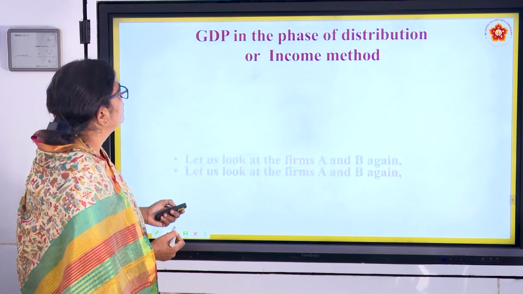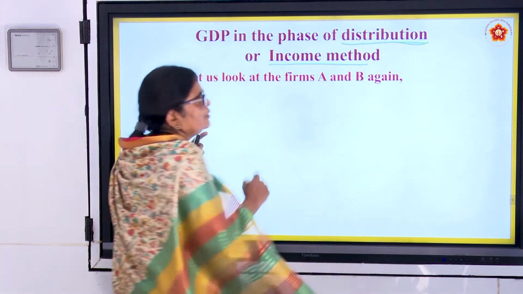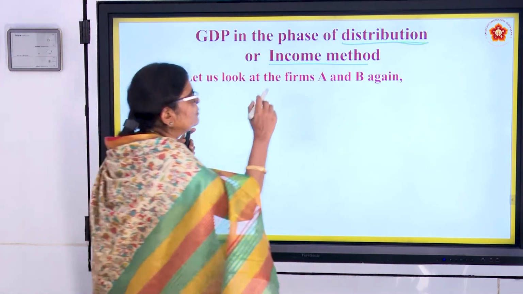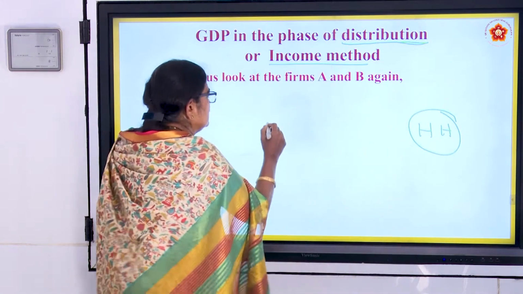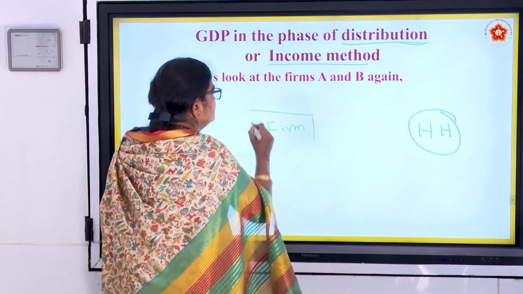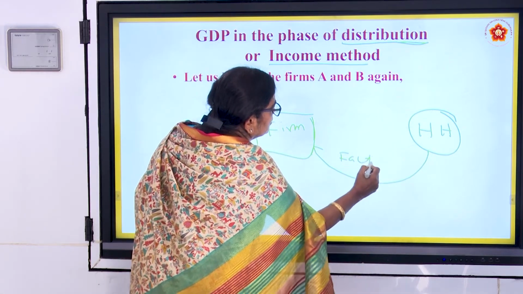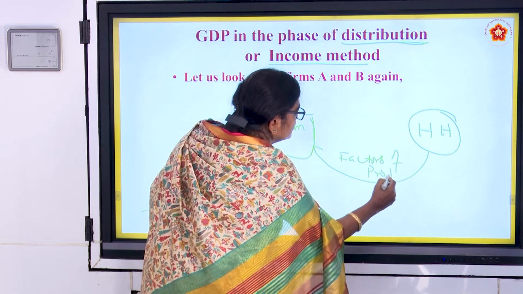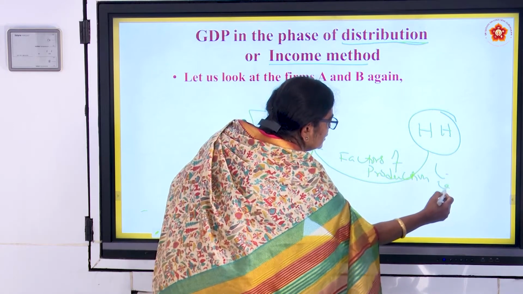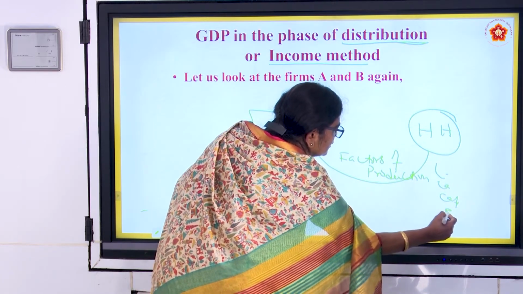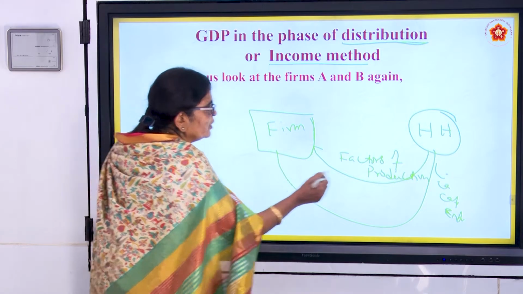Now, we will go to the GDP in the case of distribution. This is the distribution or income method. Why do we say distribution? Whatever income is received, we studied household on one side and firm on the other in our circular flow of income. Household gives factors of production. What are the factors of production? Land, labor, capital, entrepreneurship.